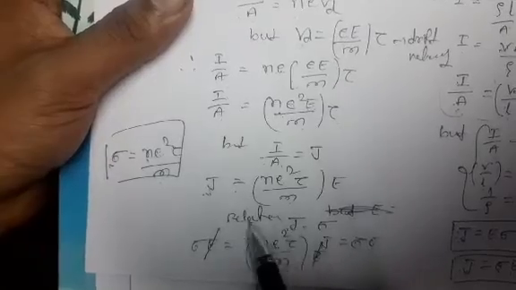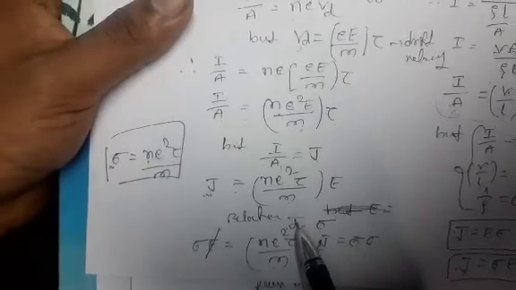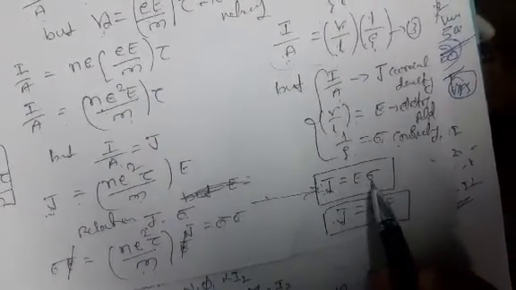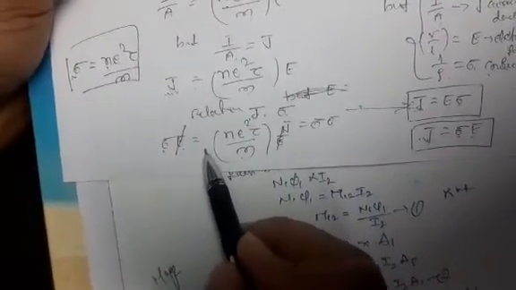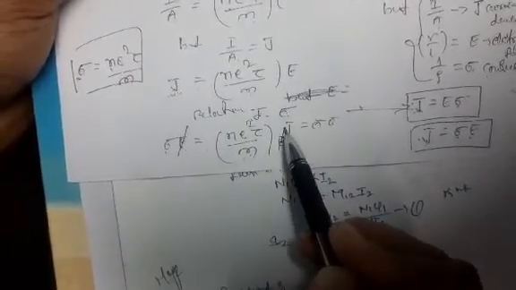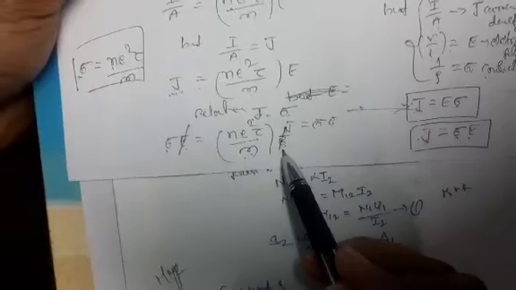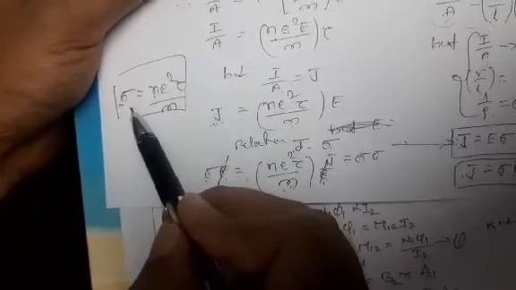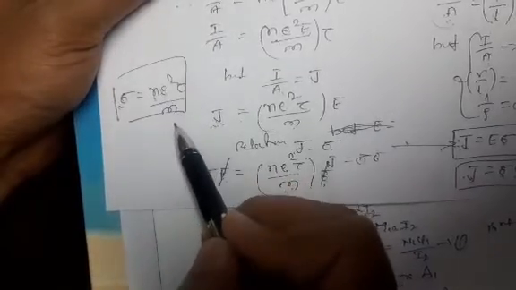Therefore, the relation between current density and conductivity, what is the relation in the previous derivation? This is the relation between current density and conductivity. Therefore, J can be written as sigma E. Sigma E is equal to N e squared tau by m into E. The electric field on both sides gets cancelled. Finally, we get sigma is equal to N e squared tau by m.